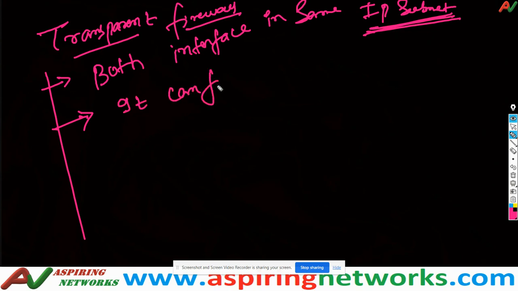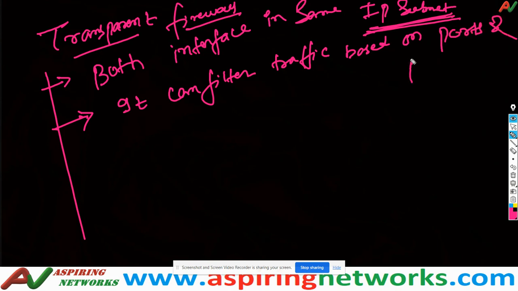It can filter traffic based on ports and protocol, right? So what does it mean? Both interfaces should be in the same IP subnet.